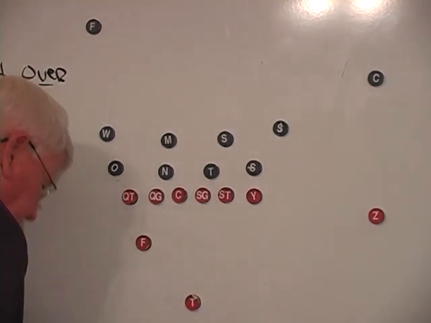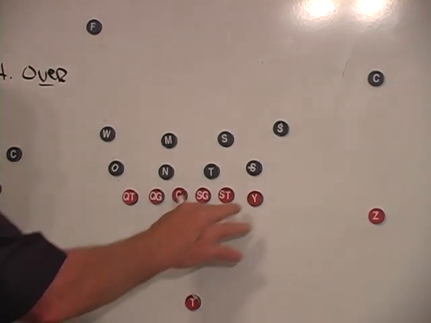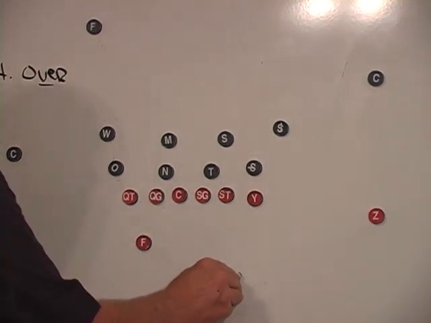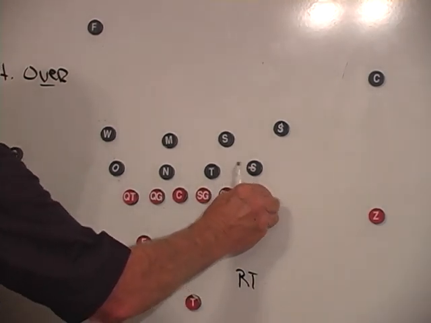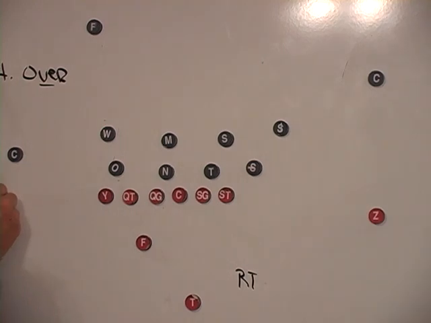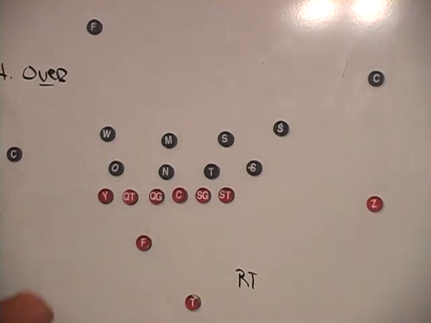Now I want to talk about the tight end positions. If we want him on the normal side, this would be right. If we want him to line up over here, and of course he'd be off the ball now, and he'd be on the ball, this would be exchange.